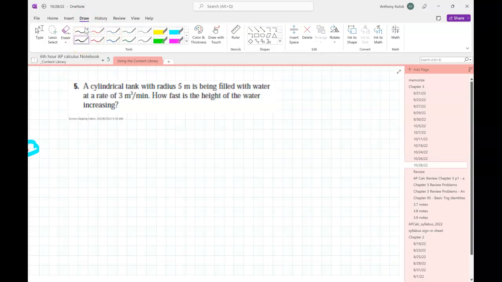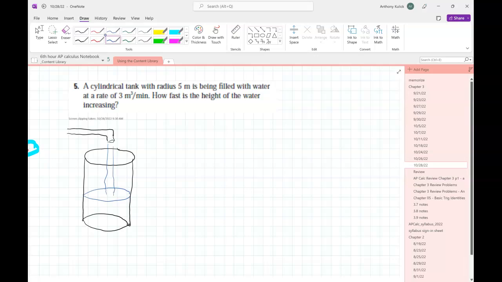A cylindrical tank with radius 5 meters is being filled with water at a rate of 3 cubic meters per minute. How fast is the height of the water increasing? I'll draw myself a picture. So here's my cylinder. It's like my water spigot. So there's some water coming in. Look at this artwork, guys.